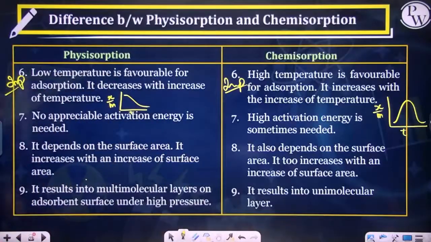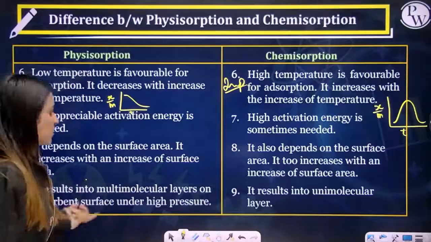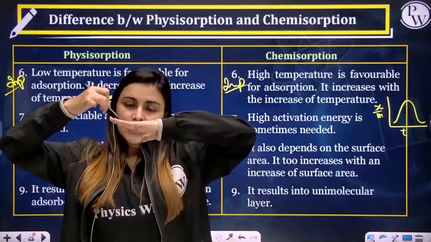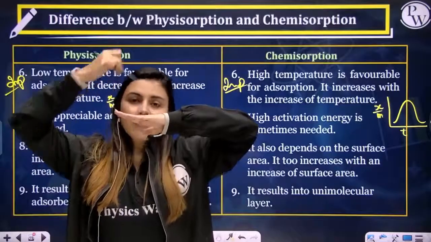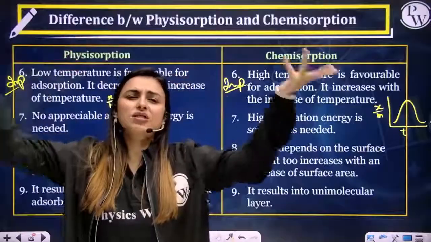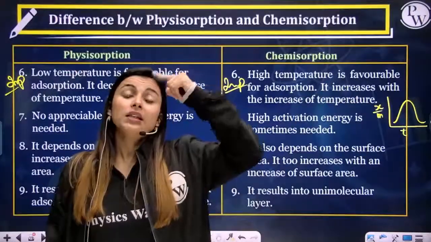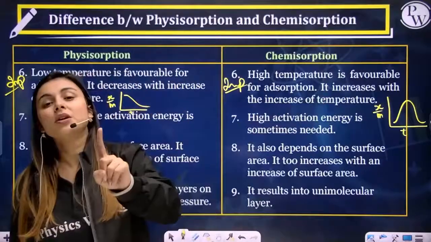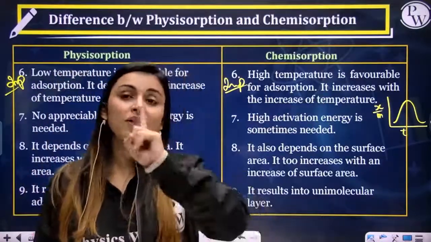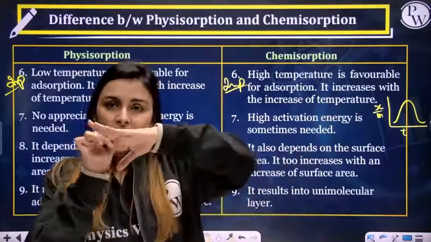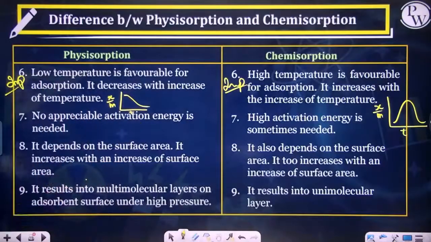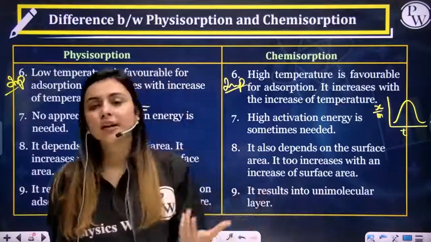Okay. Next, it results in multi-layers. Since the interactions are not specific, imagine a few particles are sitting here, a few particles will be sitting above them, and a few can sit above those, because the interactions are very weak, van der Waals interactions. So, physisorption is multi-layered. Multi-layers can be formed. But in chemisorption, a chemical reaction happens and a chemical bond is formed only with a few particles, so only one layer is formed, not multi-layers. So physisorption results in multi-molecular layers on the adsorbent surface under high pressure, while chemisorption results in a unimolecular layer only.